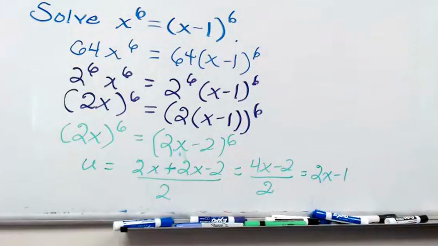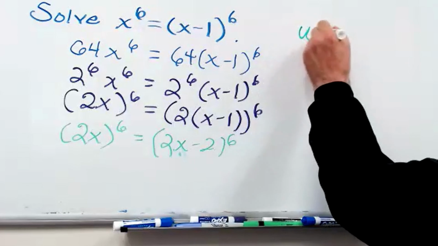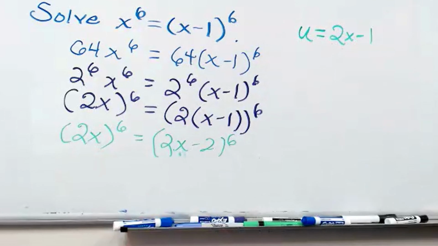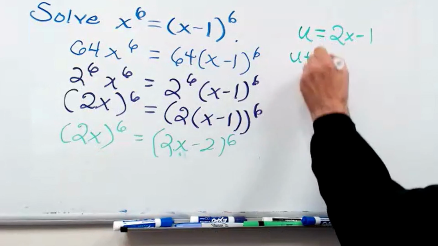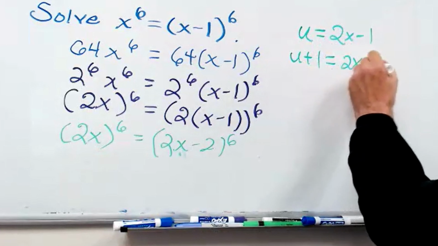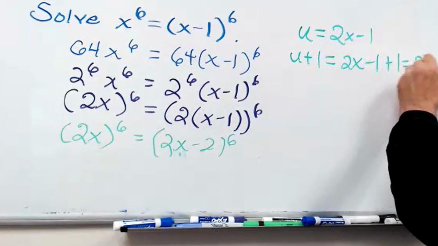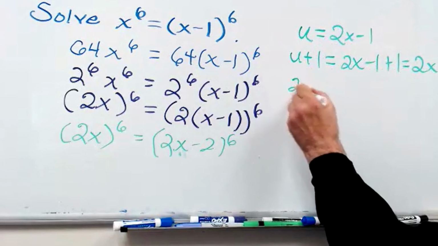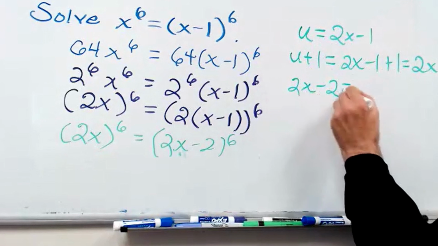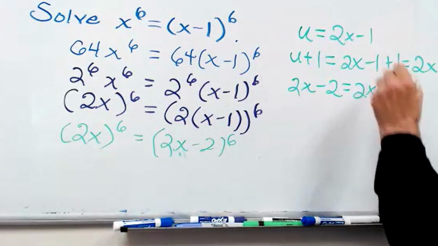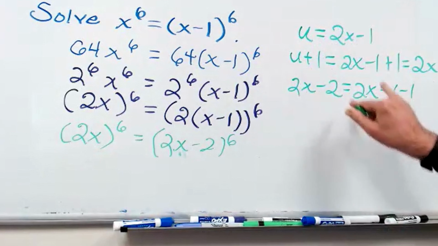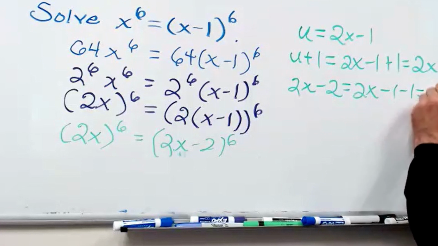Okay, let me do a little erasing here. But u is equal to 2x minus 1. Therefore, 2x, that's u plus 1. Whereas the 2x minus 2, take our 2x minus 1 and subtract another 1. That first two terms there, 2x minus 1, that's equal to u.